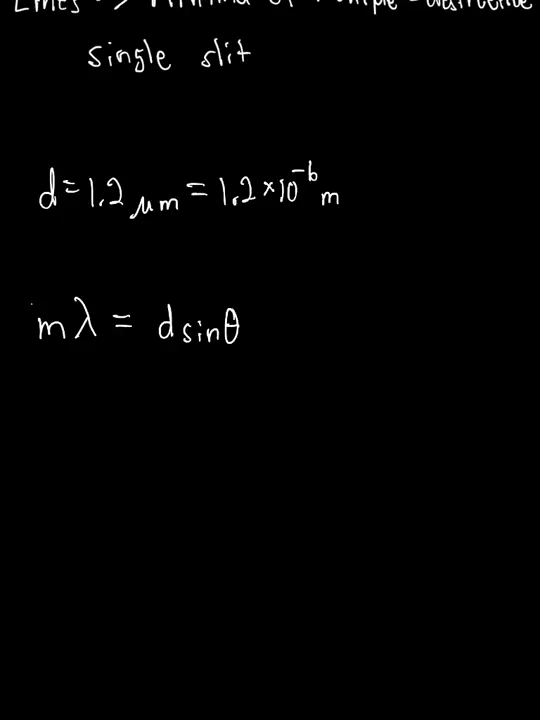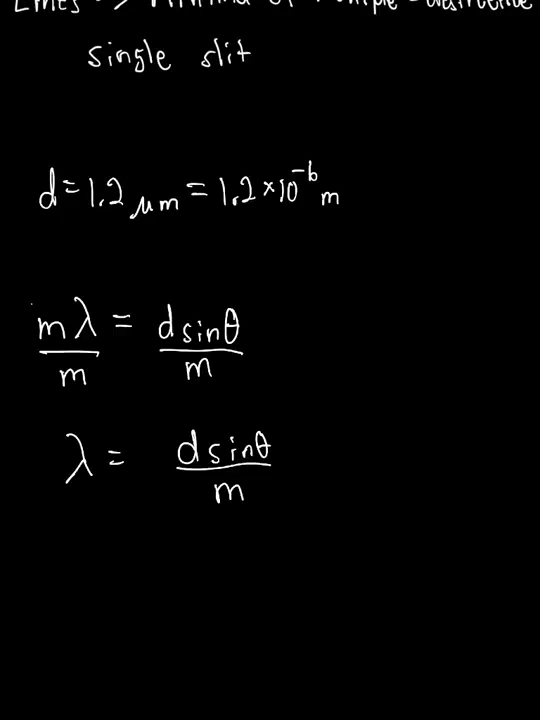What were we asked to find in this question? The largest wavelength. Largest wavelength. So we can solve this equation for wavelength, divide both sides by m. And lambda is d sine theta divided by m. What else did they give us? Did they give us any of these other variables? They gave us d, so we know d. Did they give us sine theta?